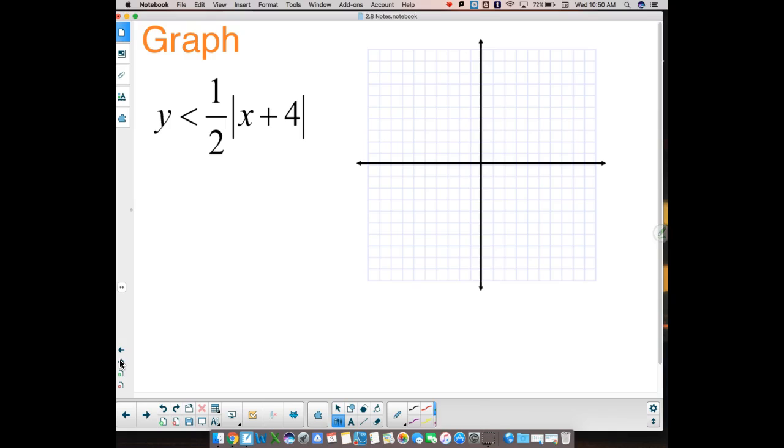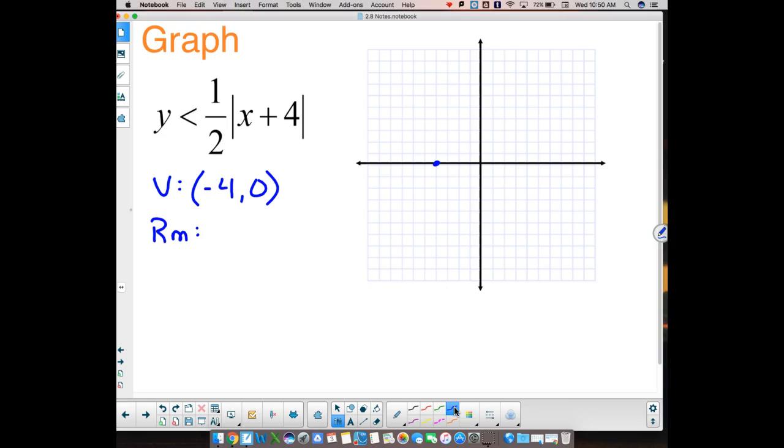We'll do this one together because we're running low on time. Vertex: negative 4, comma 0. Right side slope: 1/2. Left side slope: negative 1/2. So that's here and here and here and here and here and here and here. And that's here and here and here. Solid or dashed V? This one's a dashed V.